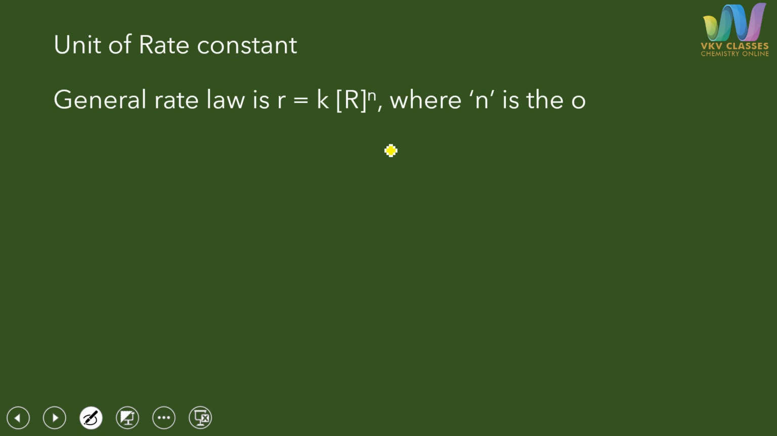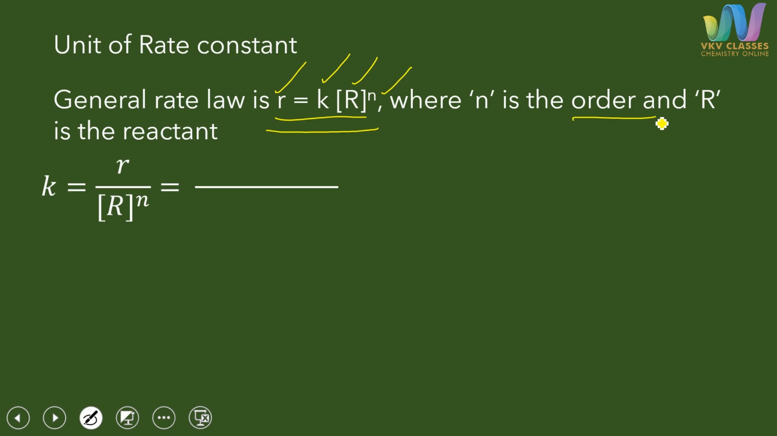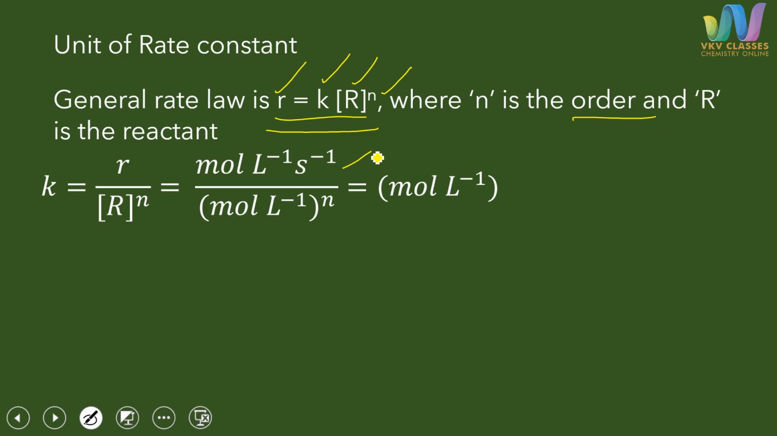The general form of the rate law is R equal to K into C power n. R is called the rate, K is the rate constant, C represents the reactants and n represents the order of the reaction. K is equal to R by C power n. R, the rate, has the unit mole per liter per second. Concentration has the unit mole per liter whole power n. So this simplifies to mole per liter whole power 1 minus n, second power minus 1.